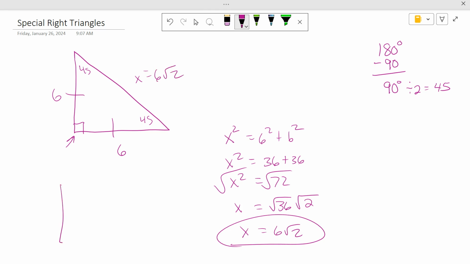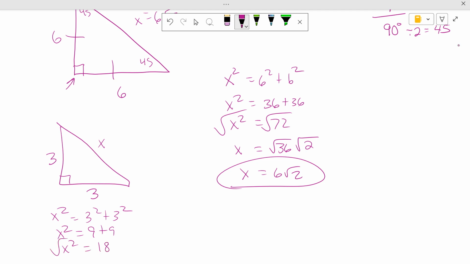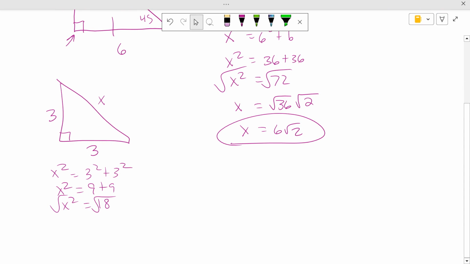Okay, let's do another one. So if this is 3 and this is 3, how do we find the hypotenuse? Well, x squared equals 3 squared plus 3 squared. What's 3 squared? 9. 9 plus 9 is 18. Square root of 18 is square root of what? What goes into there? 9. How many times? So x equals 3 square root of 2.